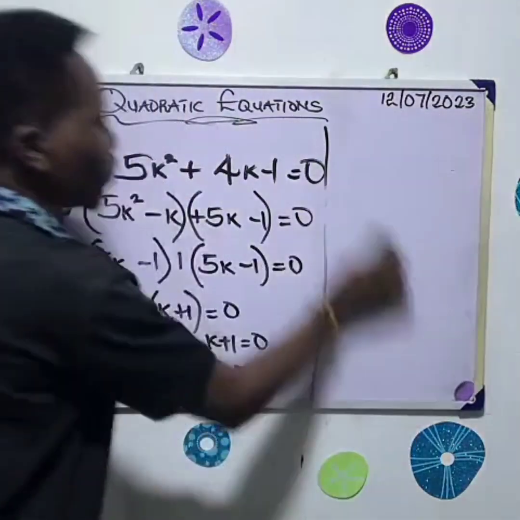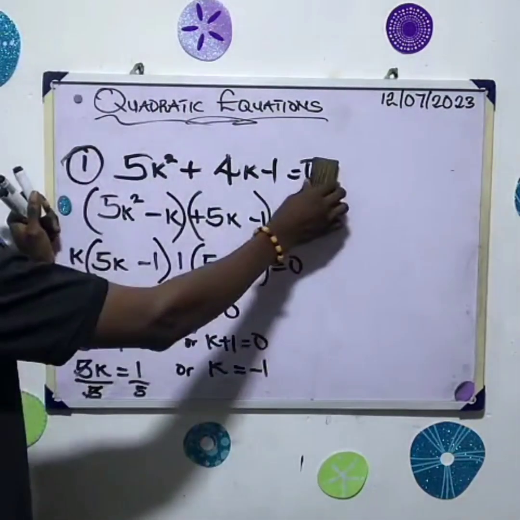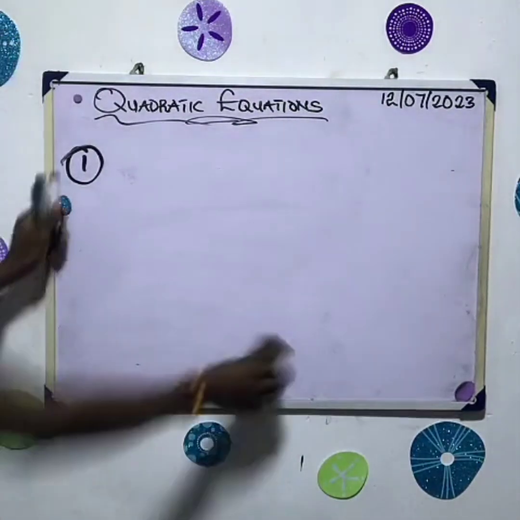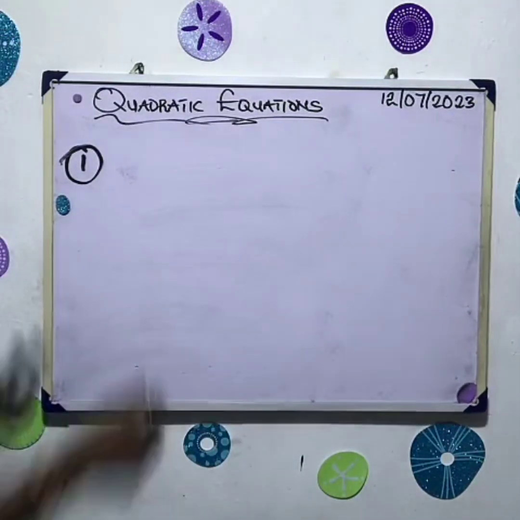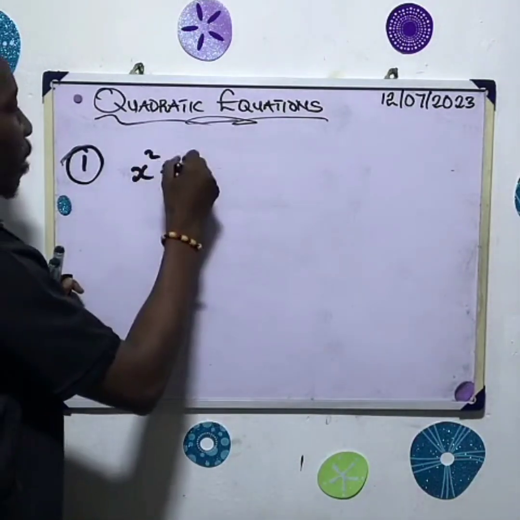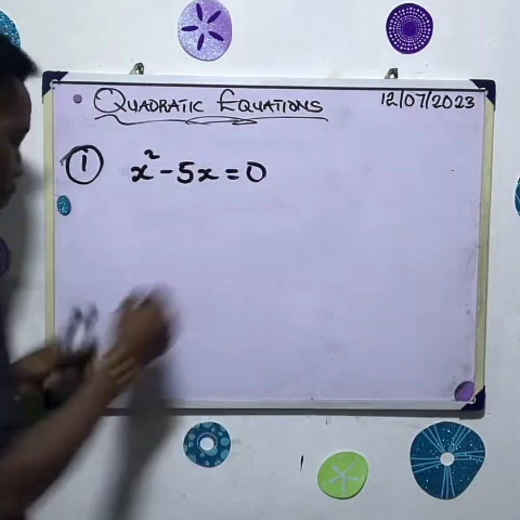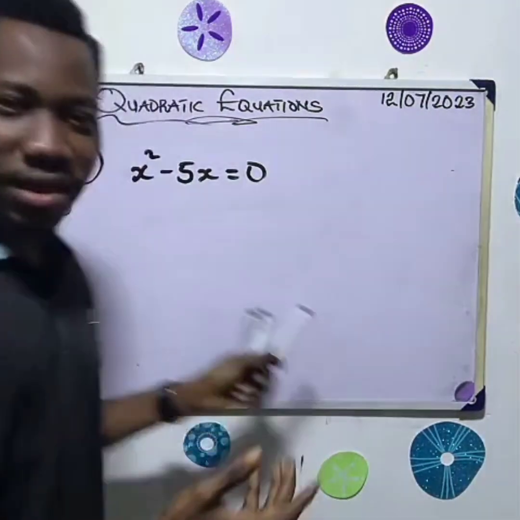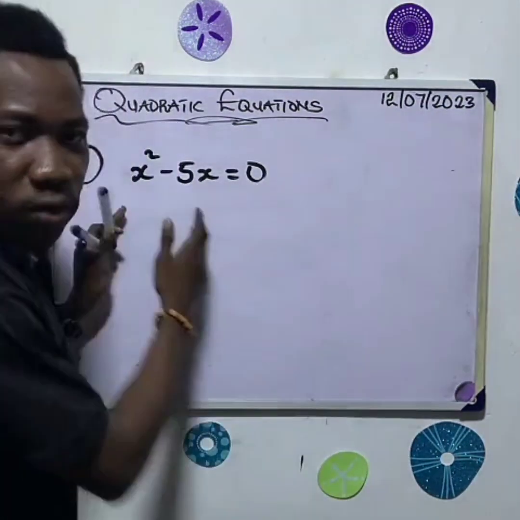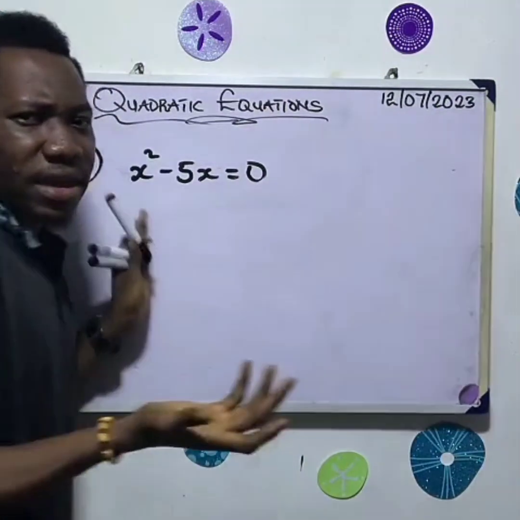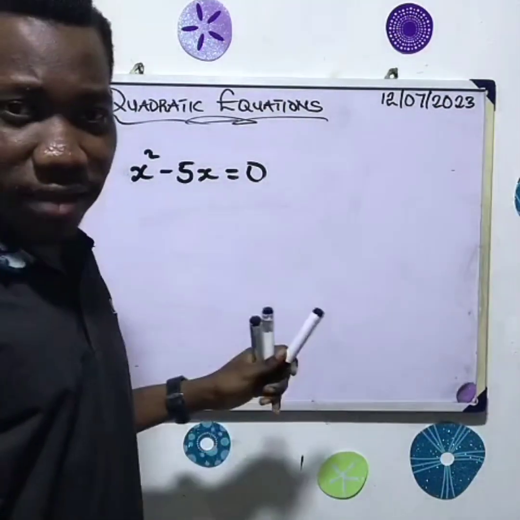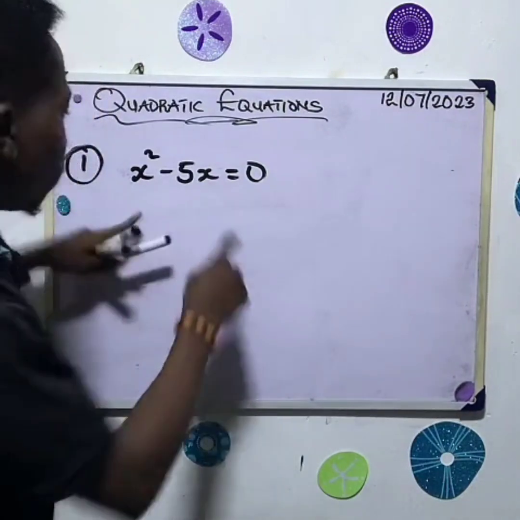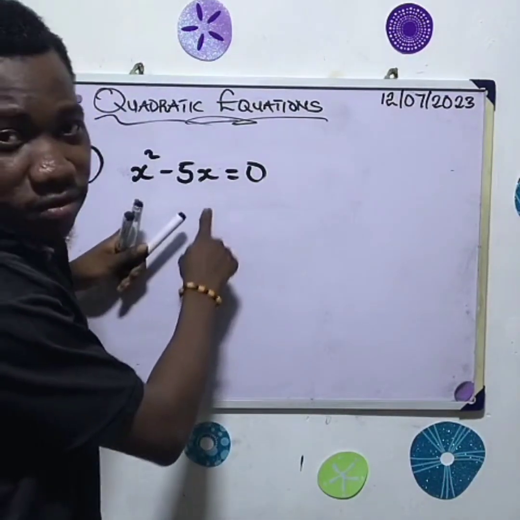So the number two question says x squared minus 5x equals 0. Factorization again. In this case, our c is 0. Now, if you look at this, x squared minus 5x, this can easily be factorized, right? Already, we just have two terms.